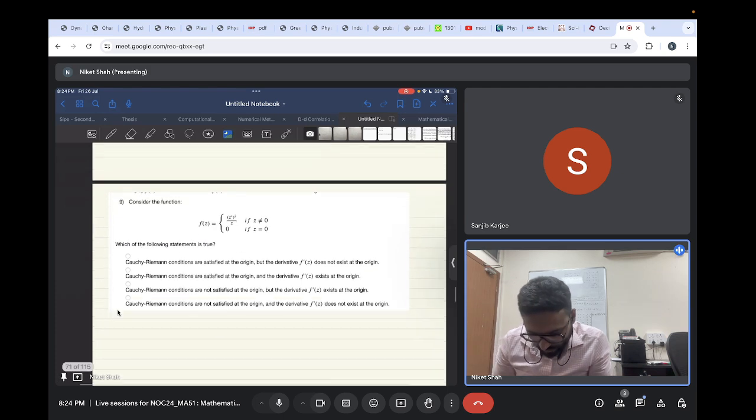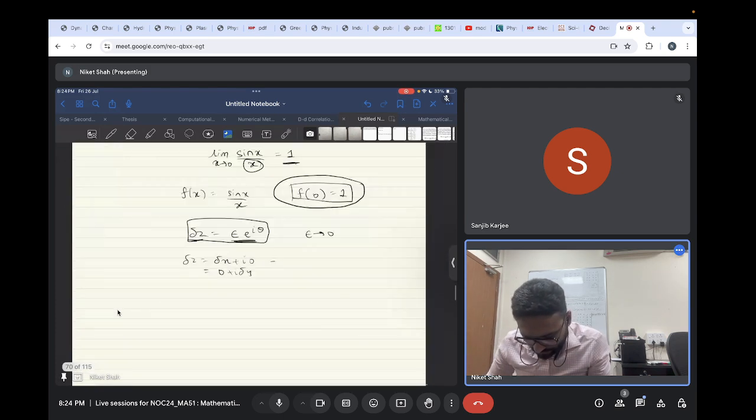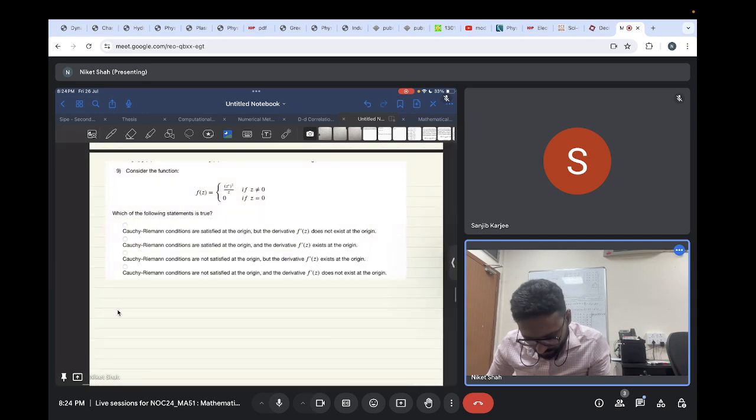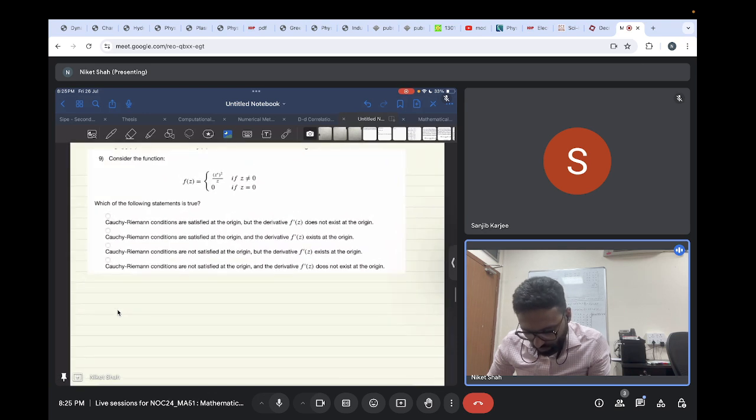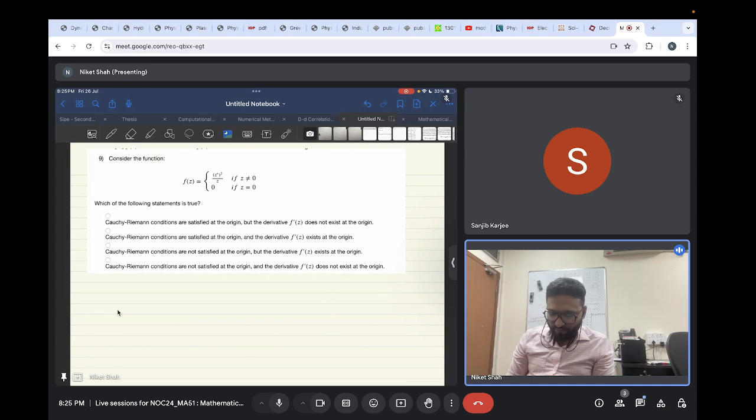Okay. So the ninth one is again consider the same function. It's the same function. So consider this function and which of the following statements are true? Only one statement is correct here. Cauchy-Riemann conditions are satisfied at the origin, but the derivative does not exist.